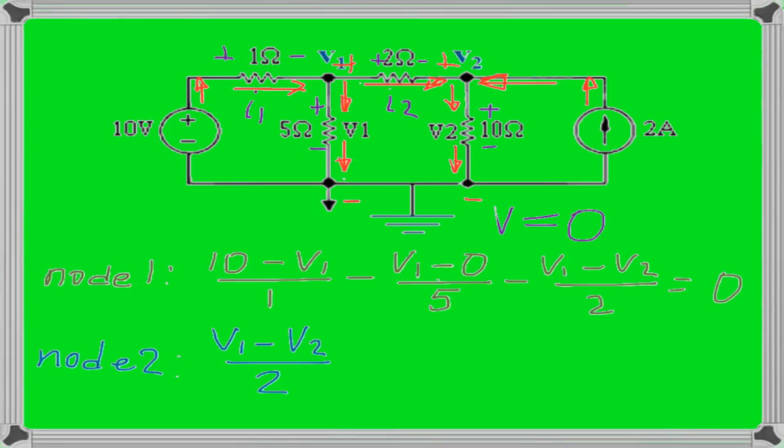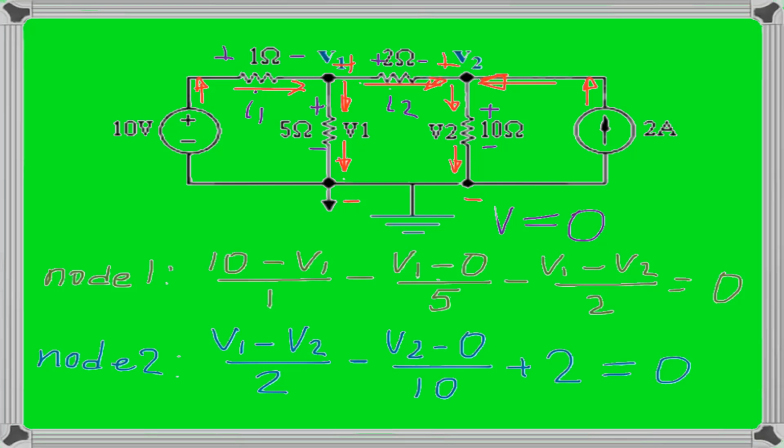Then the current through 10 ohms resistor is leaving the node, going out, so that will be negative. Minus, for this current, voltage at plus is V2 minus voltage at minus, and it is the reference node where voltage is 0, so minus 0 over resistance 10. And we also have one more current coming in, and this is 2 amps. This current is already known, and it is coming in, so it will be positive, so you put plus 2. And that will be your second nodal equation.